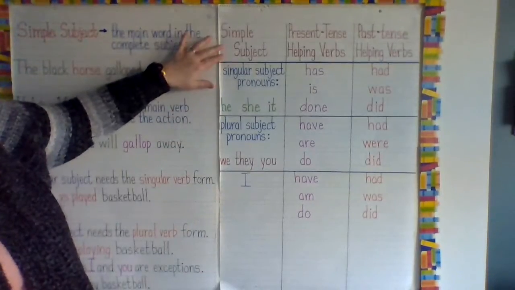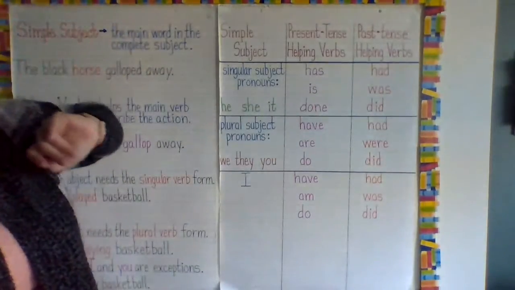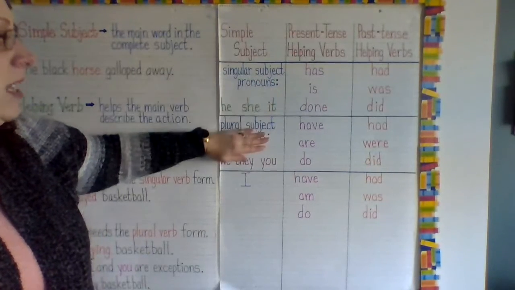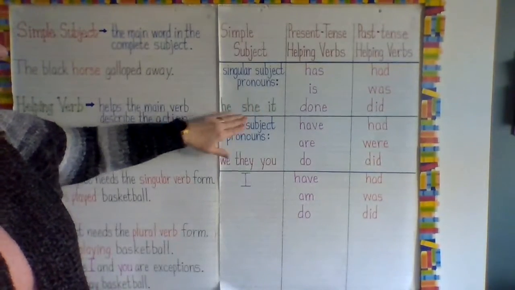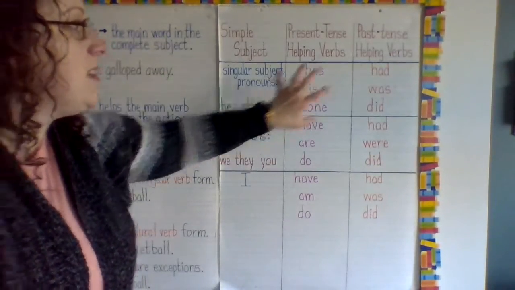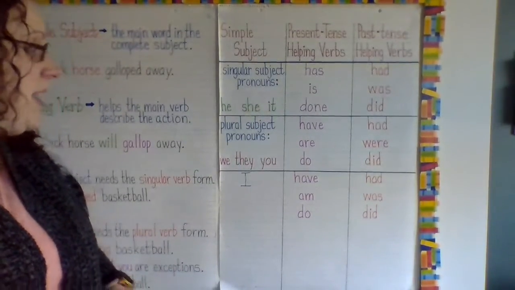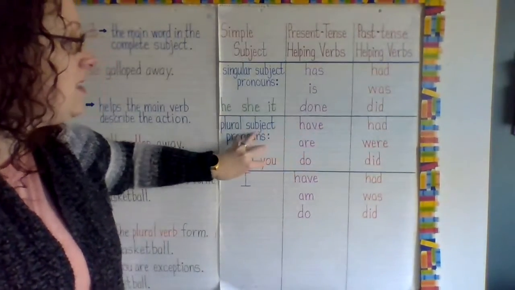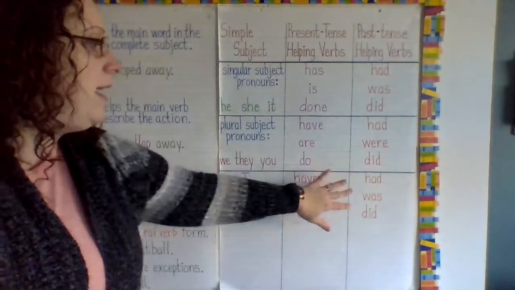So we have our simple subject broken down into present tense helping verbs and past tense helping verbs. Then we have it broken down even further into our singular subject pronouns, plural subject pronouns, and then the exception. Our singular are he, she, and it. Then you have the present tense helping verbs that would go with these, and then your past would go with those. You'll see this when we start doing our workbook page together. Then your plural subject pronouns: we, they, you. These are the present tense that go with this. Your past tense goes with this, and the same with I, present and past.